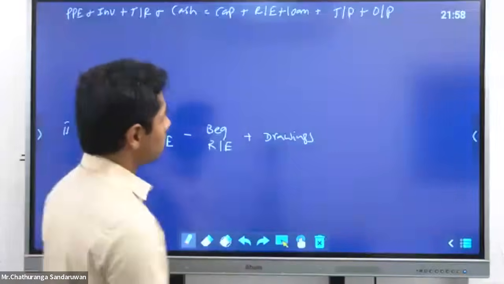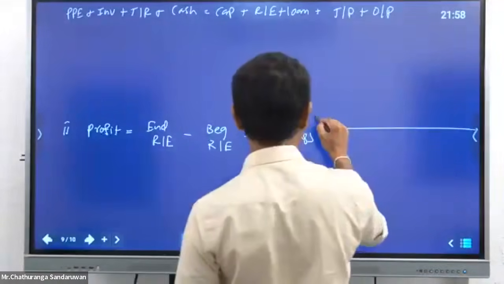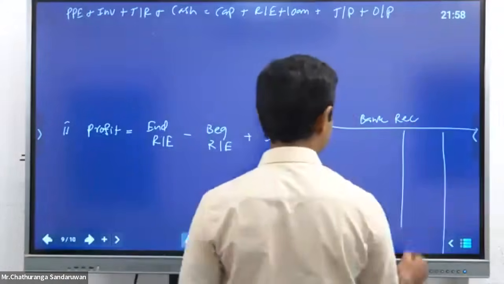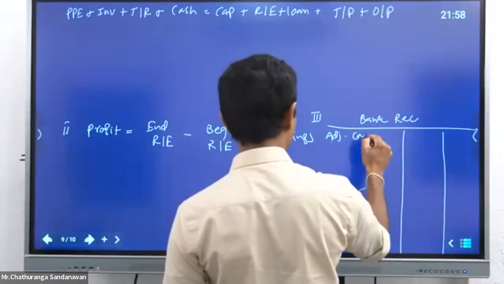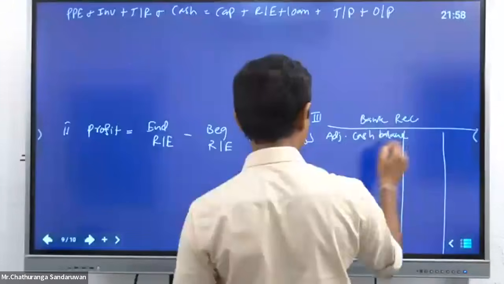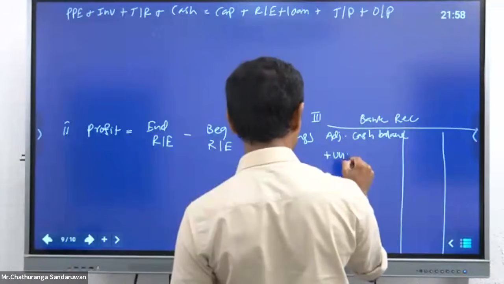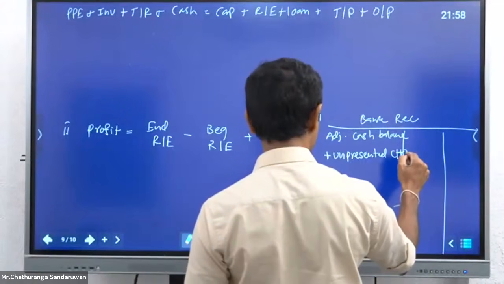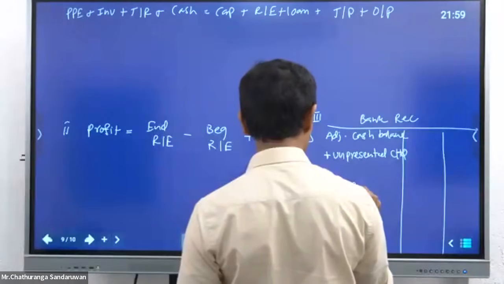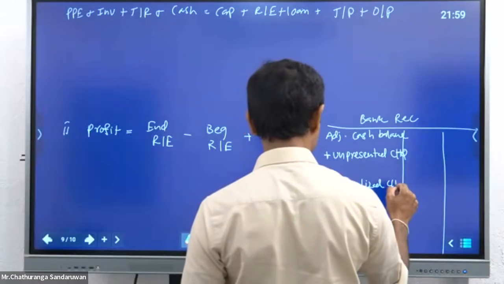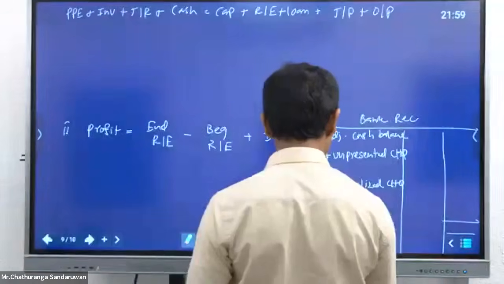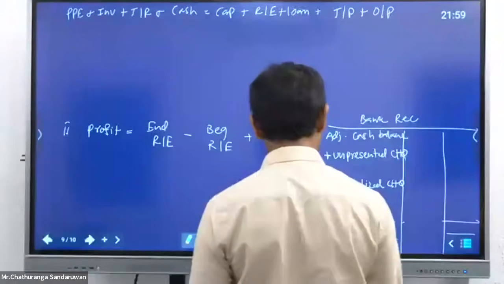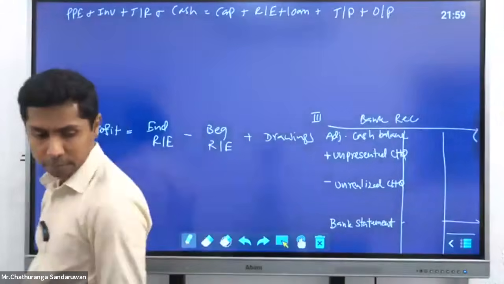At the same time, shall I prepare the bank reconciliation? Third one, bank reconciliation. Adjusted cash balance, then plus unpresented checks, minus unrealized checks, then you get the bank statement balance. Have these formats.